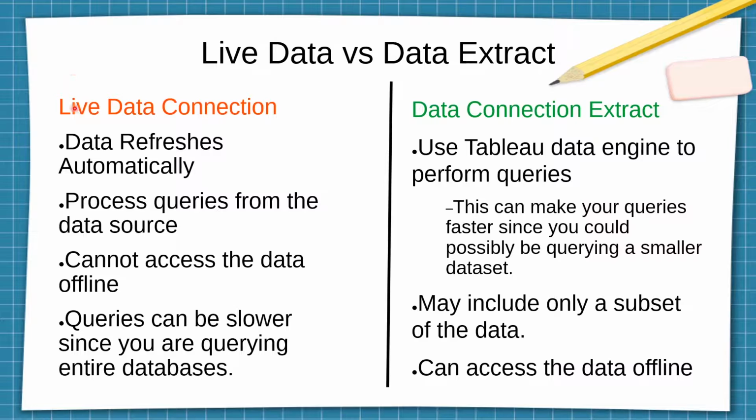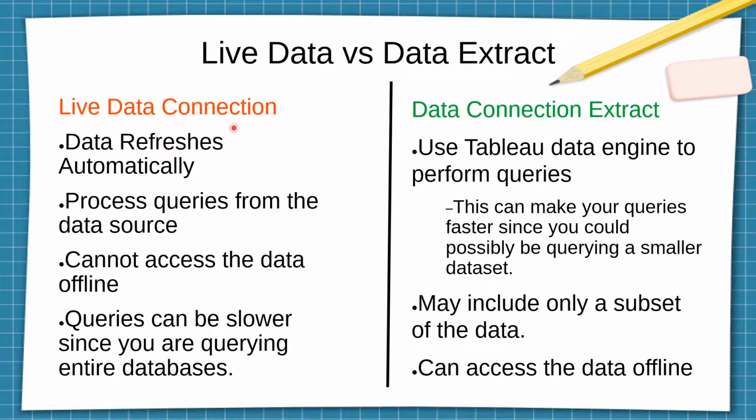So when you have a live data connection, your data refreshes automatically. What does this mean? This means that whenever you make changes to the underlying data, your data in Tableau is automatically refreshed. But when you have a data connection extract, you have to manually do the refresh and you have to click a button in order for you to refresh your data.